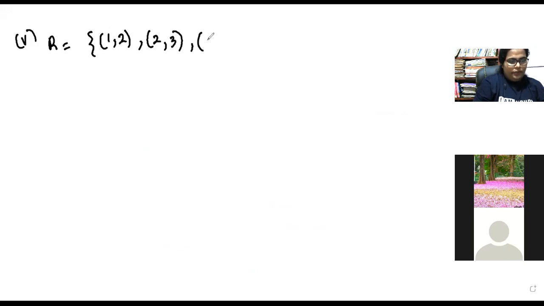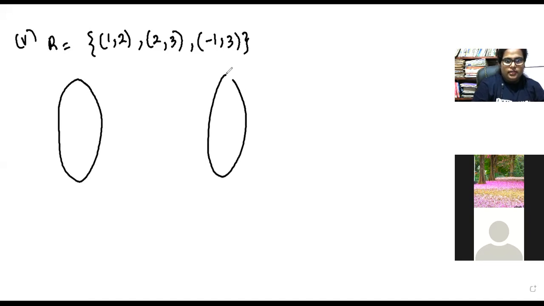(2, 3), (-1, 3)}. Right? So this is the relation. When you are drawing a mapping diagram for this one, you can see this is the domain and this is the range, or you can use codomain. The elements of the domain are 1, 2, and -1, so we can write -1, 1, and 2. The outputs become 2, 3 here. So 2 and 3 are the elements in the codomain.